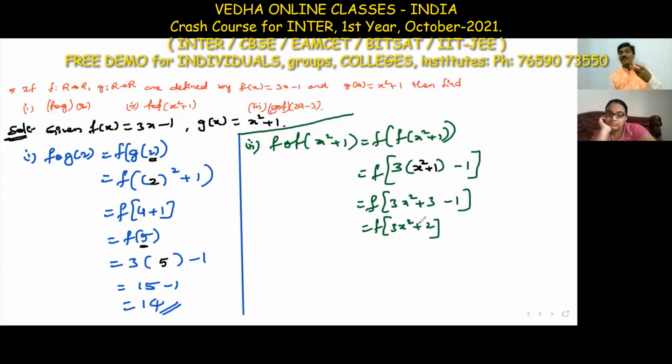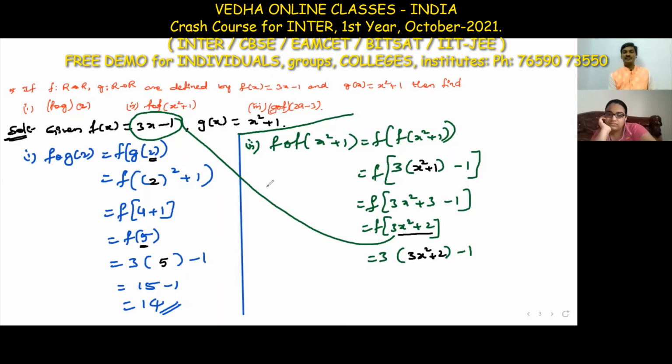Again we are substituting in the f of x function only. The same value again I am substituting in the f of x function, that is 3x minus 1. So that means 3 into x minus 1. What is x here? x is nothing but 3x square plus 2. Write 3x square plus 2 in place of x.